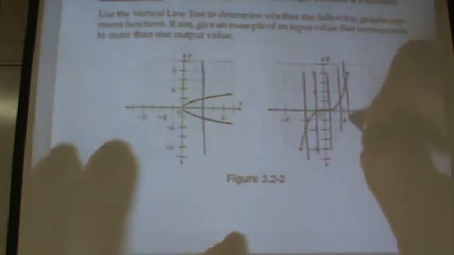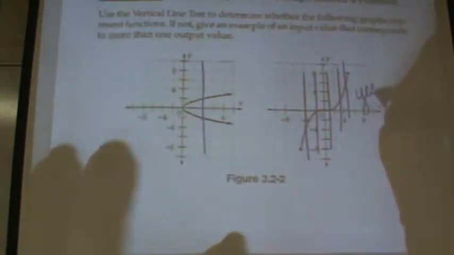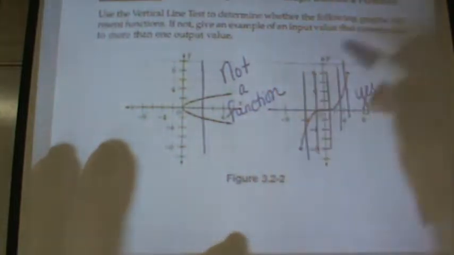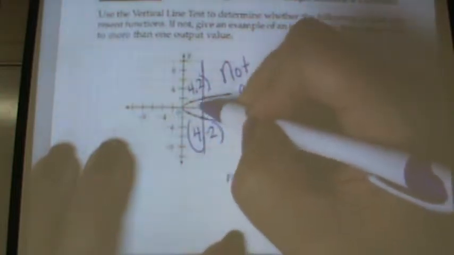So this one passes the vertical line test. This one does not. It's not a function. Why is this one not a function? Well, for example, this ordered pair could be 4, comma 2, and this is 4, negative 2. So we have an x value that's repeating, so it's not unique.